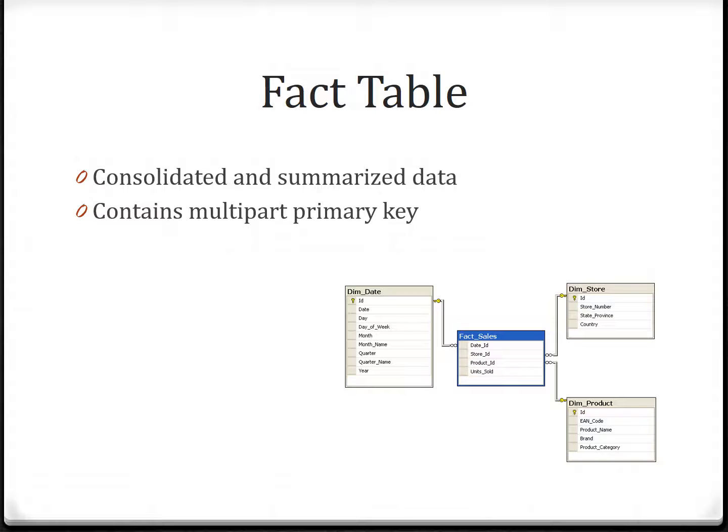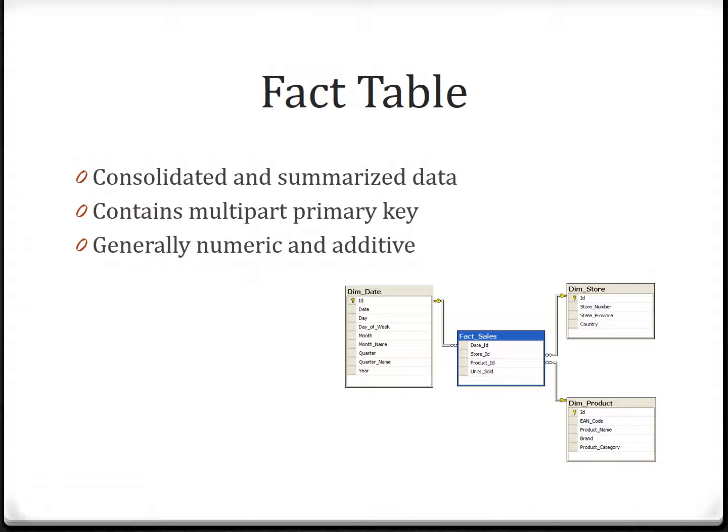A fact table has a specialized relation with a multi-attribute key and contains attributes whose values are generally numeric and additive. The picture here illustrates a basic fact table. As you can see, the sales table integrates with the date table, the store table, and the product table, and it links them all together.